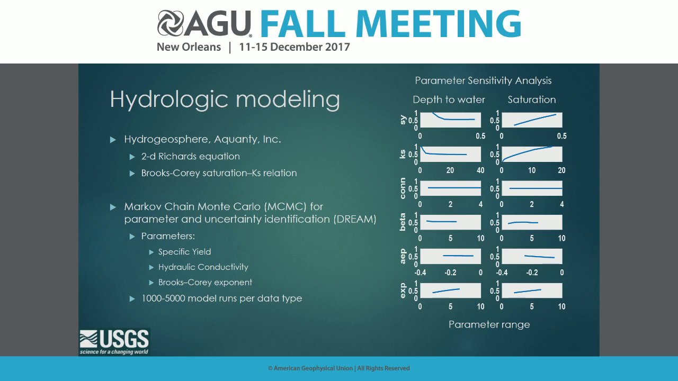Using a Markov chain Monte Carlo method for parameter identification. This is a Bayesian method that relies on a large number of model runs to identify the posterior parameter distribution using the DREAM algorithm by Jasper Vrugt.